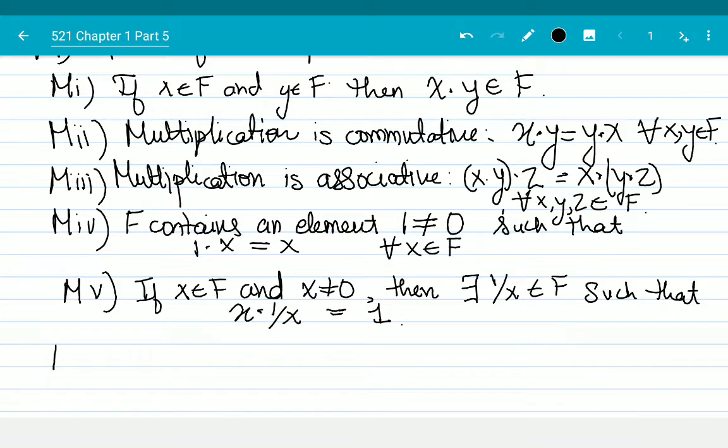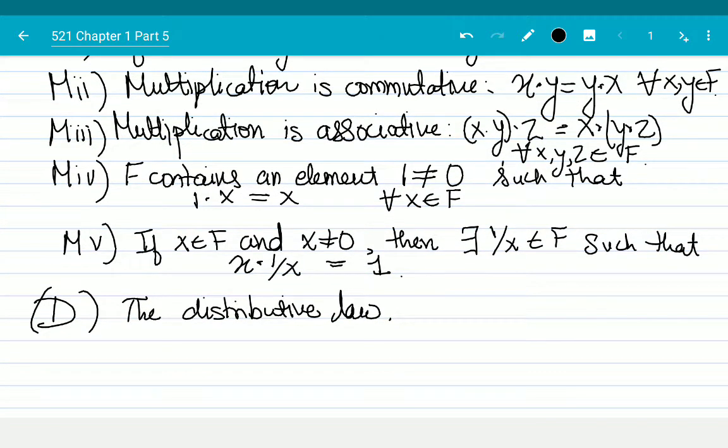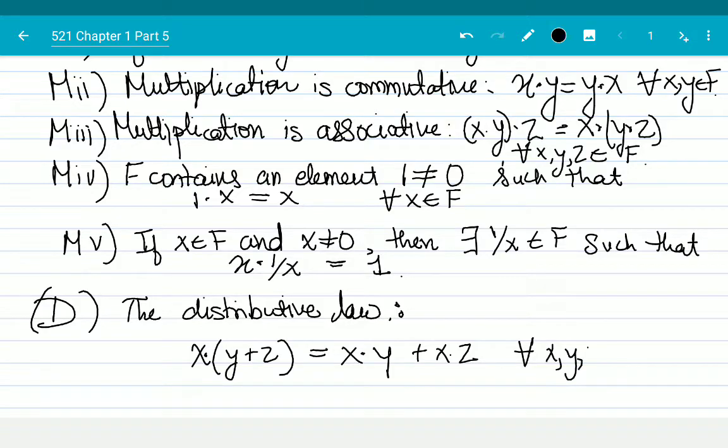Okay, and the final property is called the distributive law. And this tells us how addition and multiplication interact with each other. The distributive law says x multiplied by y plus z should equal x times y plus x times z for every x, y, and z in F.